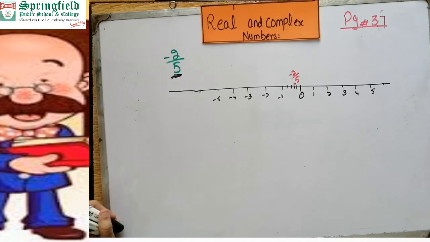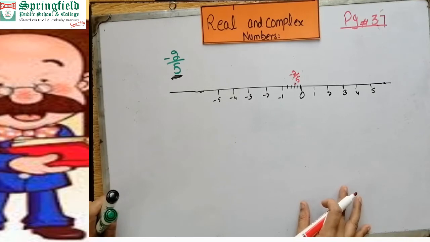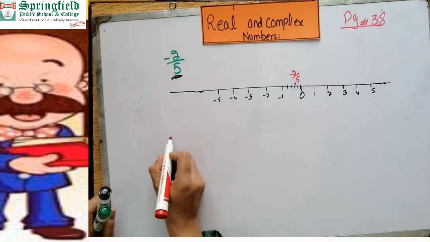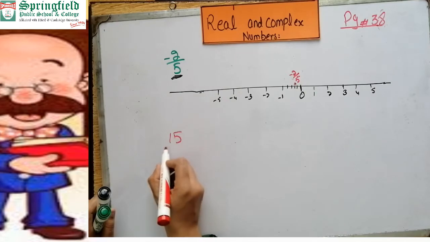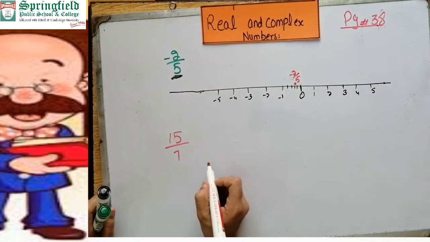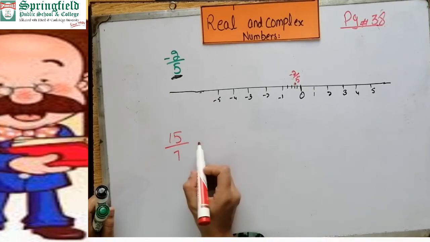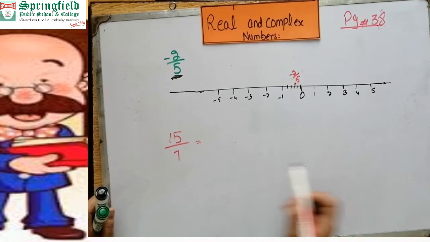Understood, beta? Okay. Next, 15 by 7. So 15 by 7 is the next. Turn to page number 38, and the next number is 15 by 7. So how can we represent it on the number line when we solve 15 by 7?